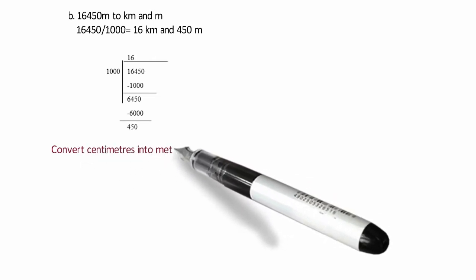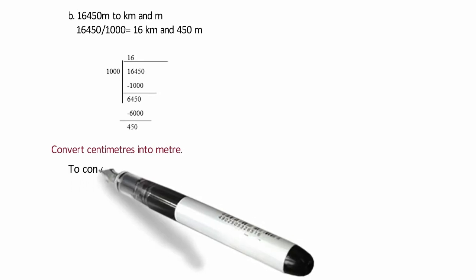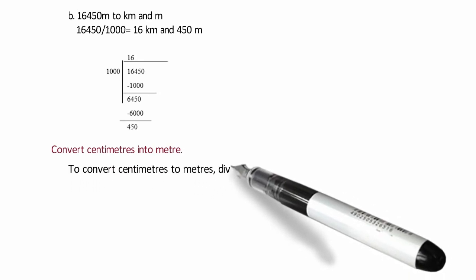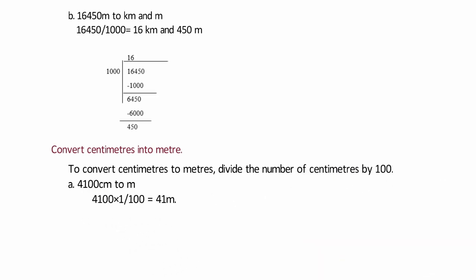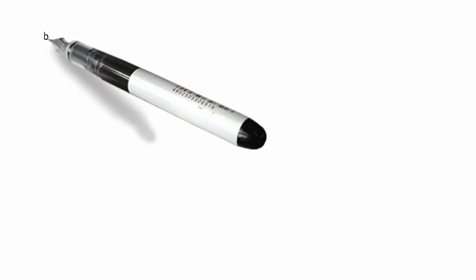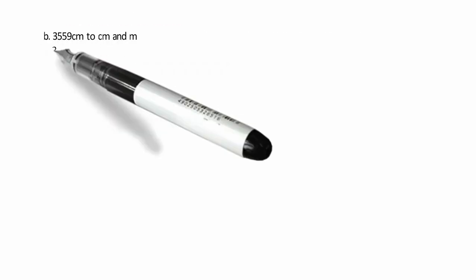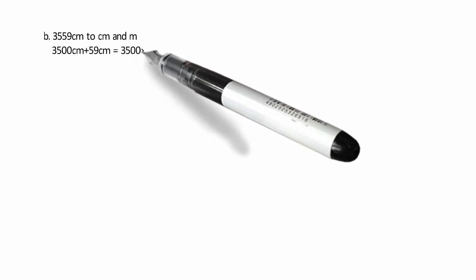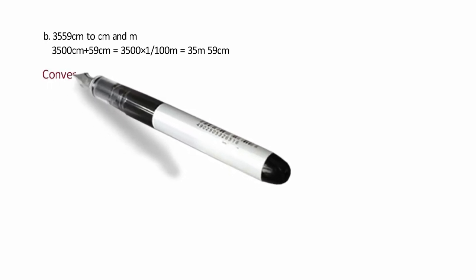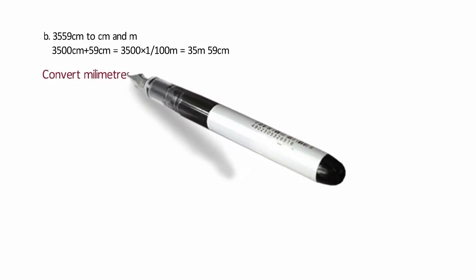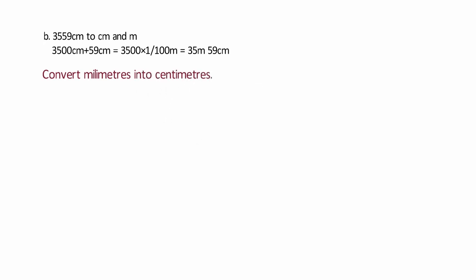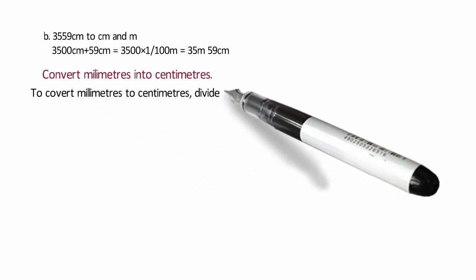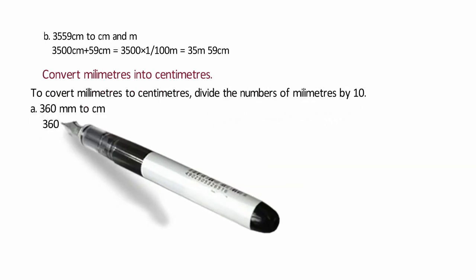Convert centimeters into meters. To convert centimeters to meters, divide the number of centimeters by 100. Convert millimeters into centimeters. To convert millimeters to centimeters, divide the number of millimeters by 10.